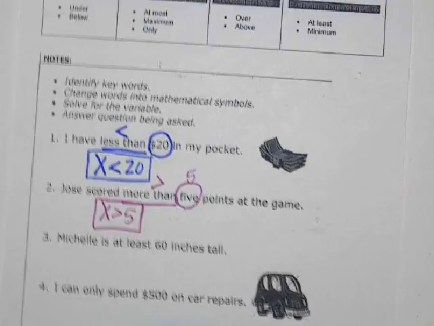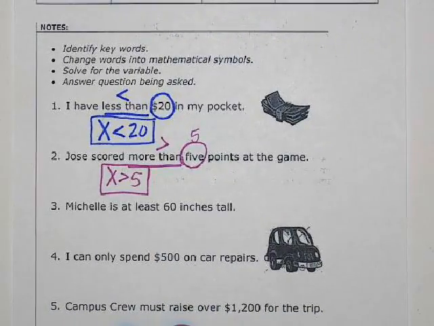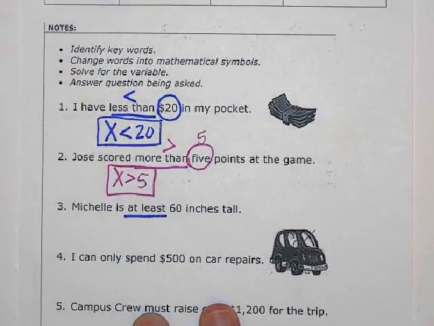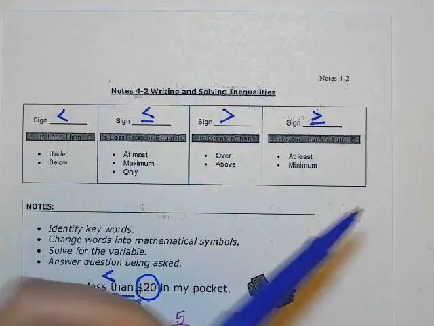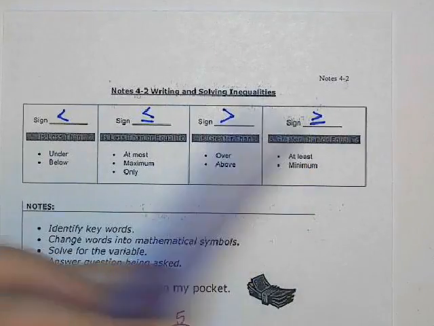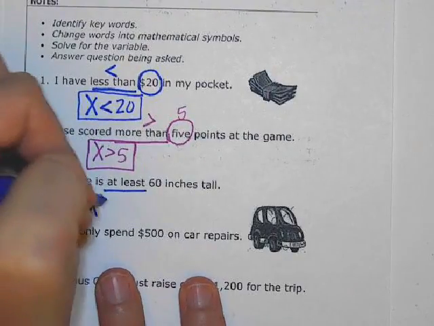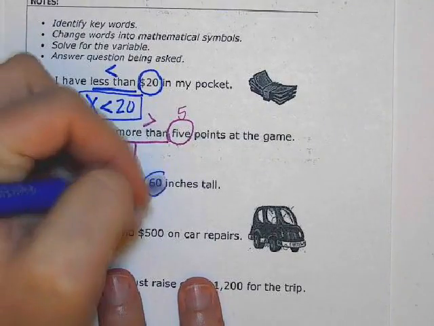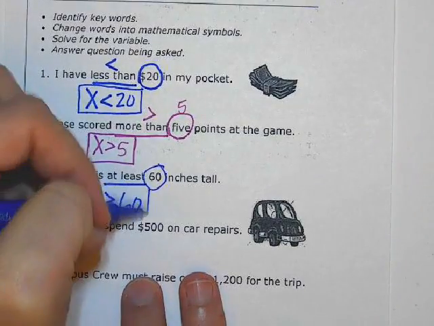Okay, number 3. Michelle is at least 60 inches tall. What's my keyword? At least. Now, if you look up here, you see the word at least, and this is the symbol that I'm going to use, okay? So X greater than or equal to 60. Do I need to solve? Nope.